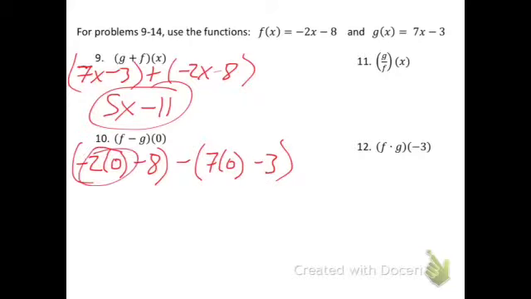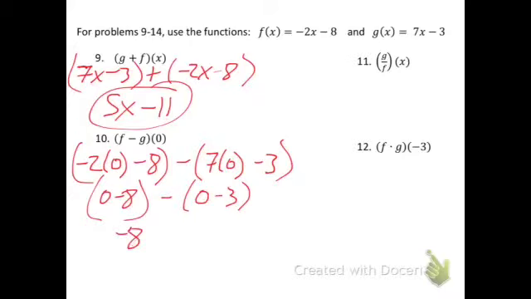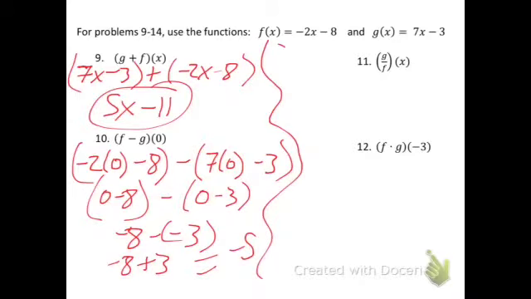So all these times x terms just give you 0. So you got 0 minus 8 in that one. You're going to get 0 minus 3 in that one. You got negative 8 minus negative 3. That's going to be negative 8 plus 3, which is negative 5 for your answer.